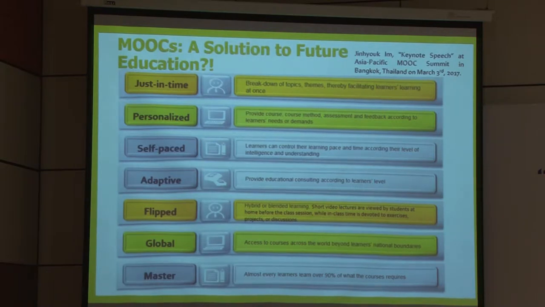Just-in-time learning means breakdown of topics and themes, thereby facilitating learners' learning at once. So if you want to study something, a topic or theme, you can log on to the MOOCs and you can study and learn from the specific topic or week's contents. And the second is MOOC can provide personalized learning.